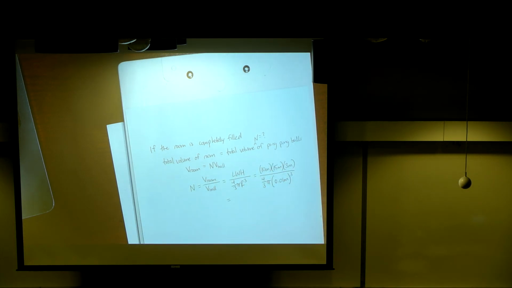Now what does this come out to? Can someone try it out? So 10 times 15 times 3 divided by 4/3 pi times 0.01 cubed on the bottom.